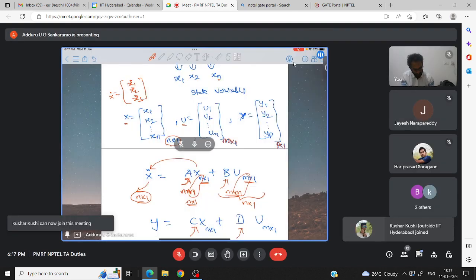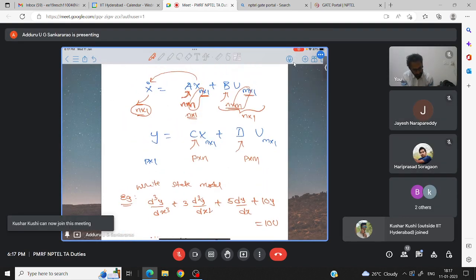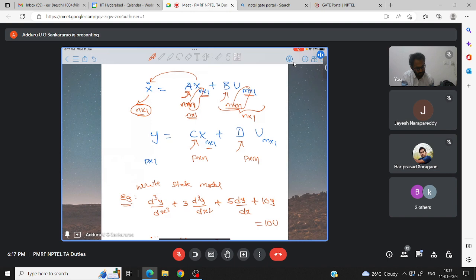Similarly, if you see the output vector, x is n cross 1 we know, and u is m cross 1, that many inputs are there. Then y is p cross 1. So then what should be the C dimension? It should be p cross n, and D dimension should be p cross m. Okay, so this is some overview about state space representation.